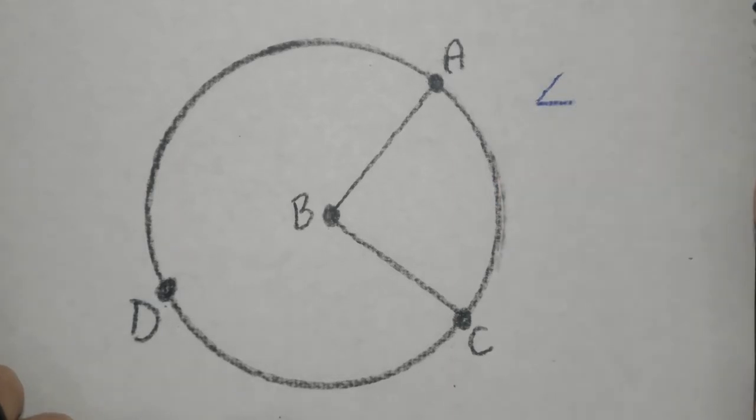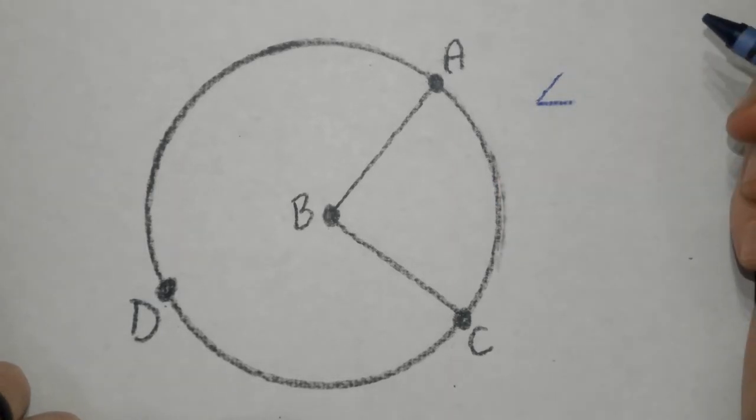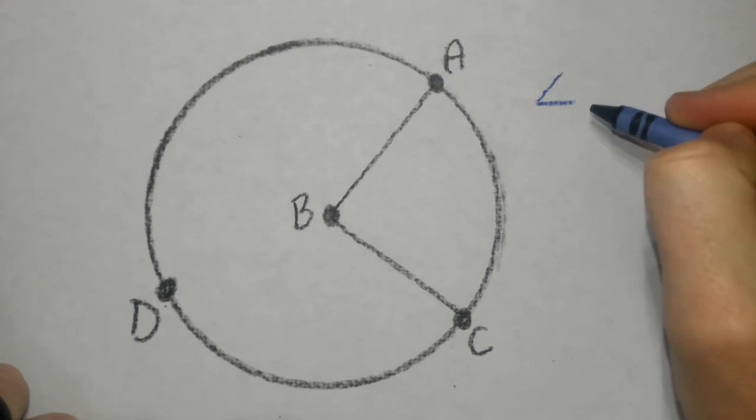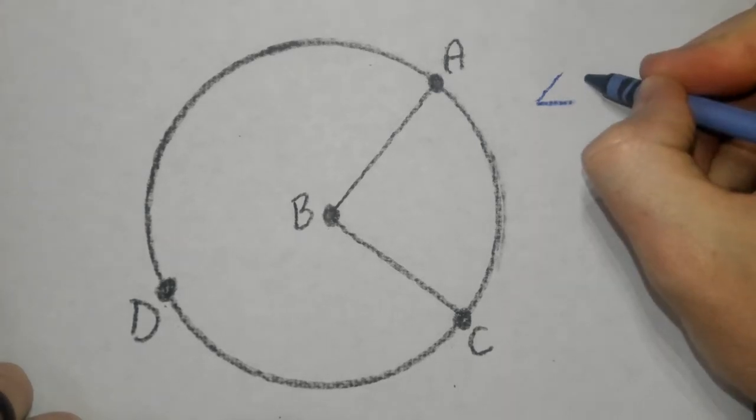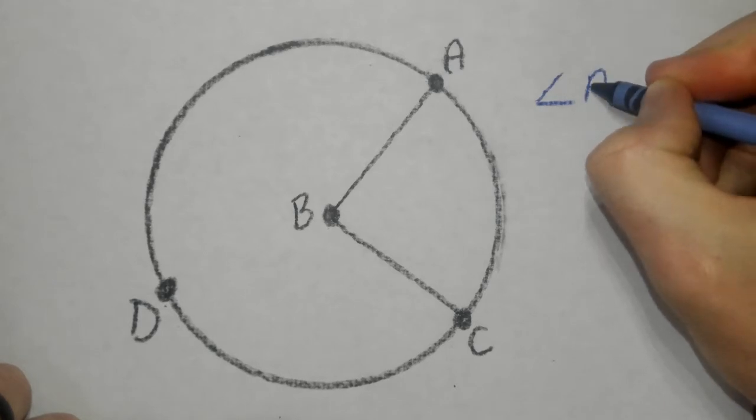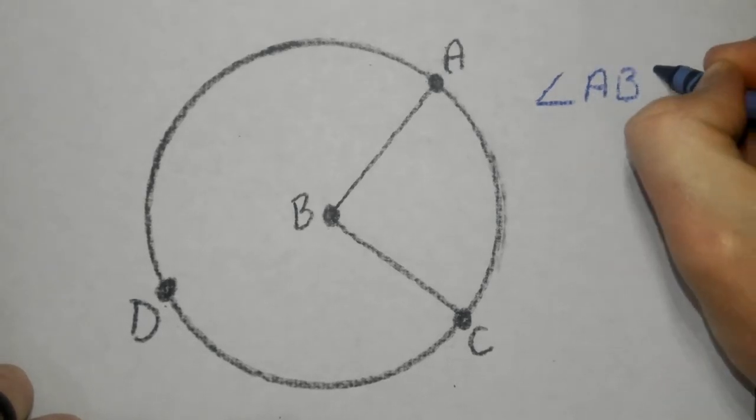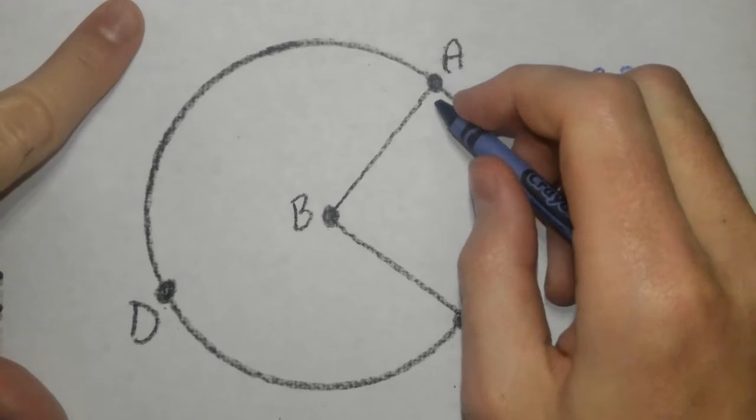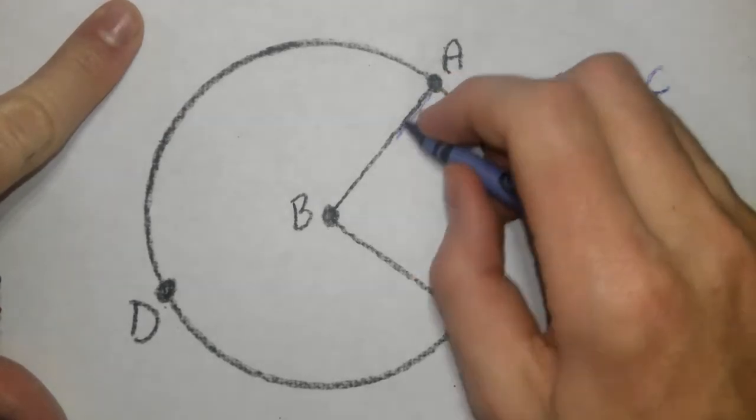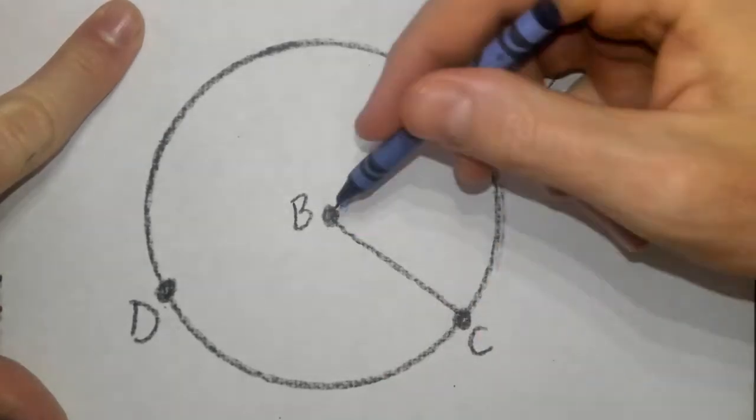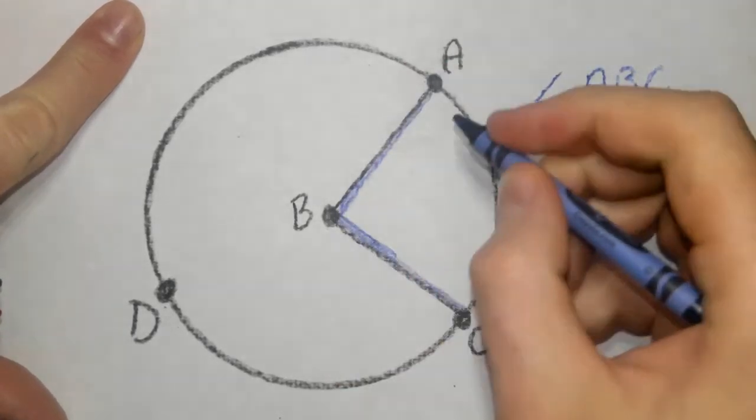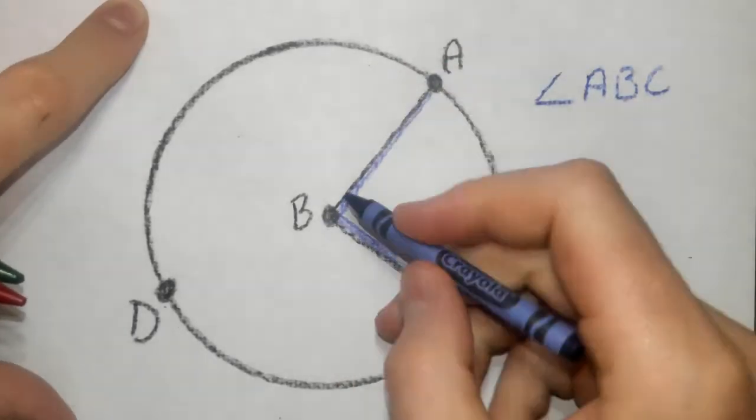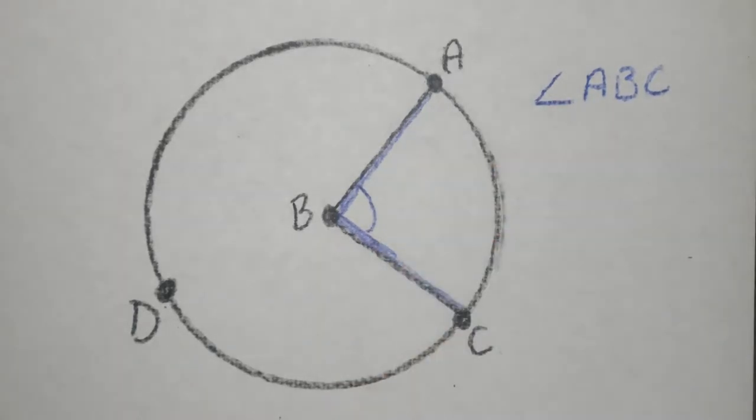Okay, I'm using crayons because that's what I've got. So when we talk about angle notation, this is what we've been using all year long. I can talk about angle A, B, C, and if I'm talking about angle ABC, I mean this angle here. It's actually an angle, the angle part of it inside there.